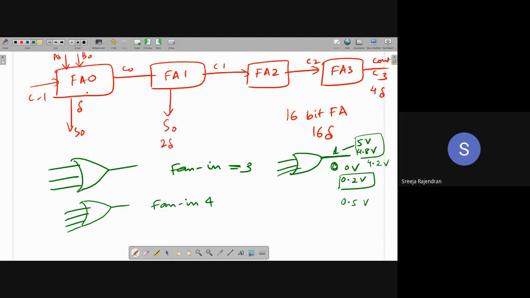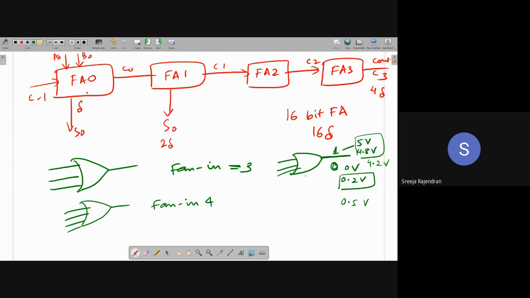That is why manufacturers specify the maximum number of inputs that you can apply to a gate. When you do hardware experiments, you will see that we are using 2 input AND gates or 3 input AND gates. There are different kinds of things like that. So there are different ICs for that basically. So this is the reason.